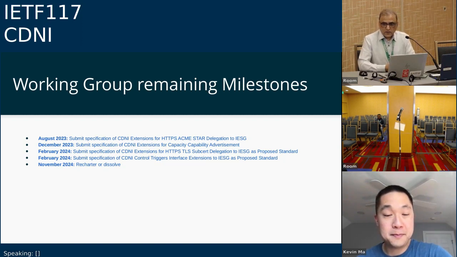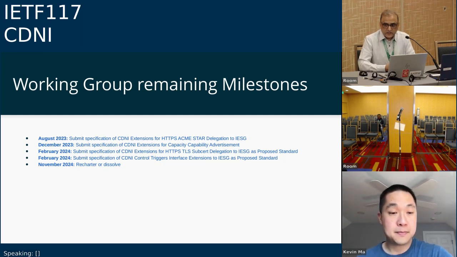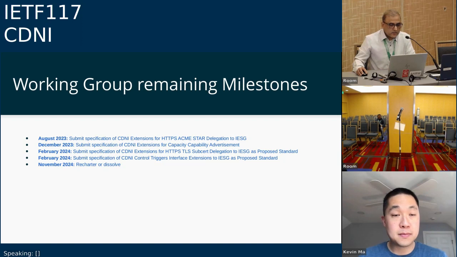Excellent. And then there are a couple of other documents that we have that are moving fast. The next one is the CDNI extensions for capacity capability advertisement document. Right now we're showing that to be submitted to the IESG by December of 2023. Obviously that can accelerate sooner. And then the next one is the HTTPS TLS sub-cert delegation document that is targeted for February of 2024. And likewise, the RFC 8007-bis is also scheduled for February 2024. That is based on the current working group drafts. And then recharter or dissolve, and make that decision in November 2024. Any questions here?